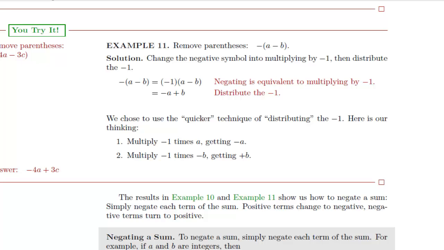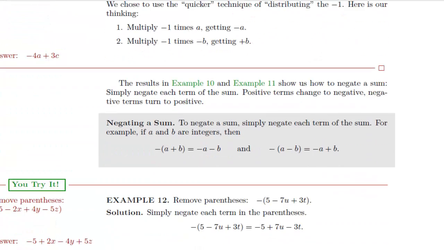We chose to use the quicker technique of distributing the negative 1. Here's our thinking. First, multiply negative 1 times a, getting negative a. Then, multiply negative 1 times negative b, getting a positive b. The results in example 10 and example 11 show us how to negate a sum. Simply negate each term of the sum. Positive terms change to negative. Negative terms turn to positive.